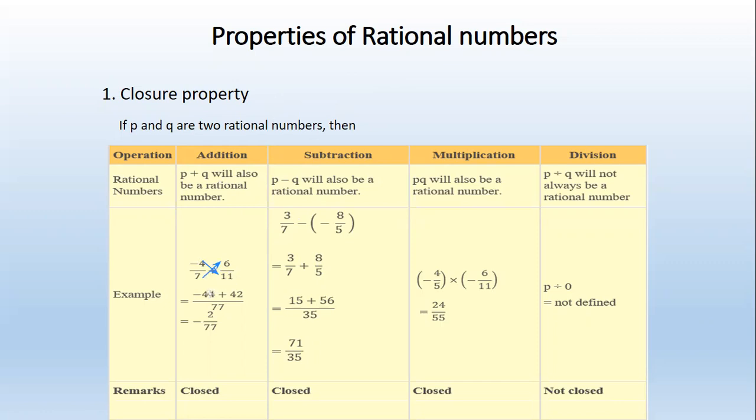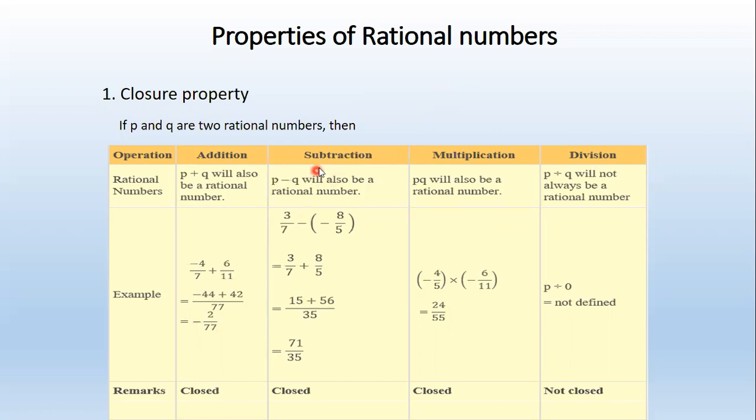Minus 4 into 11 is minus 44, and 7 into 6 is 42. So we get minus 44 plus 42, which is minus 2, and the denominator is 77. So after adding two rational numbers, we get a rational number. So we can say that closure property is true for addition.